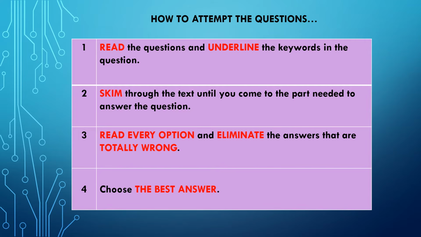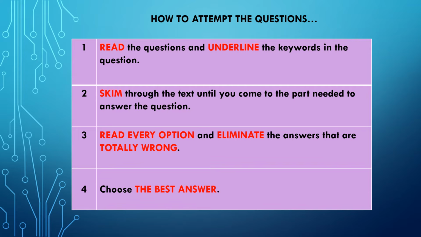After you have read the question, you underline and then you may want to skim through the text or the passage to actually come to the part that you know this is the answer. Okay? Right, next, number 3. Read every option and eliminate the answers that are totally wrong. Okay, number 3 is very important.